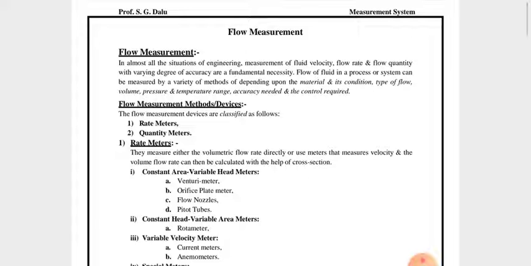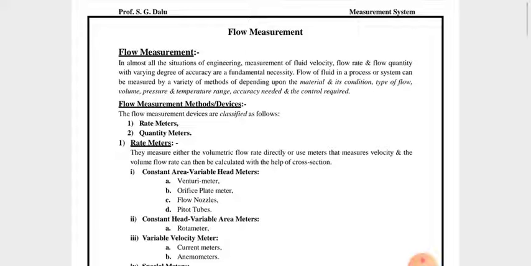Okay, and we will have to measure that flow on different parameters. So here what is given: in almost all the situations of engineering, measurement of fluid velocity, flow rate, flow quantity with varying degree of accuracy are a fundamental necessity. Okay, so when we are studying the flow measurement, we will have to study the flow rate, flow quantity, fluid velocity with varying degrees of accuracy, which is very, very important.